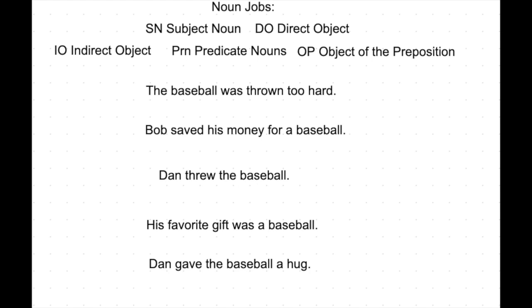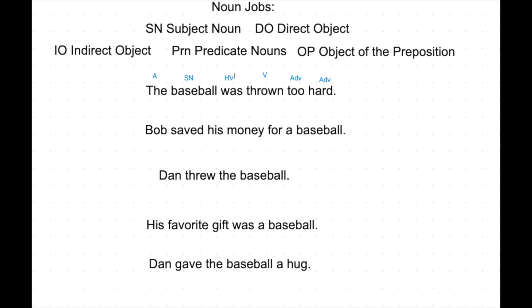We're going to look at 5 sentences that use the word baseball in 5 different ways, so in 5 different noun jobs. The first sentence says the baseball was thrown too hard. What was thrown too hard? Baseball, subject noun. What is being said about baseball? Was thrown. Thrown is our main verb, was is our helping verb. How was the baseball thrown? Hard, adverb. How hard? Too hard, another adverb. The is always an article adjective.